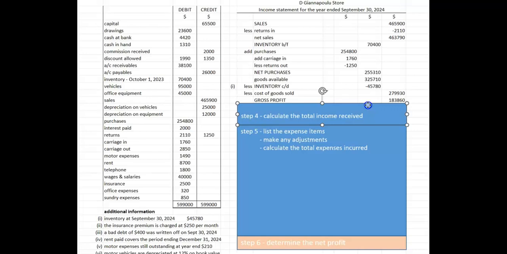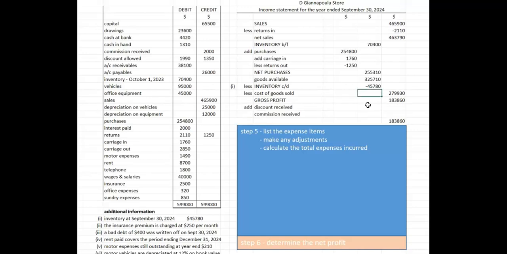All right, so what other things do we have? We have discount received and we have commission received. So let's enter those two. The discount received, which is obviously in the credit column because it's income, and the commission received $2,000. So the total income $187,210.